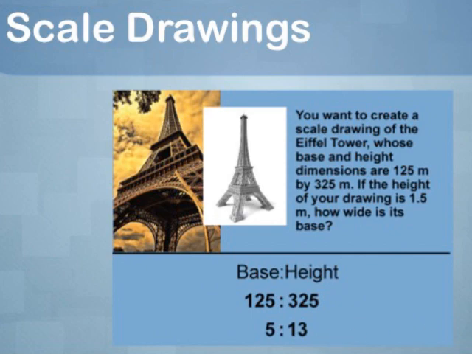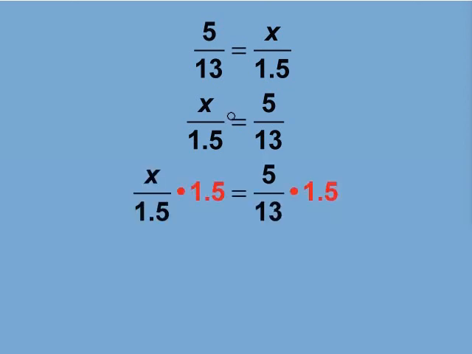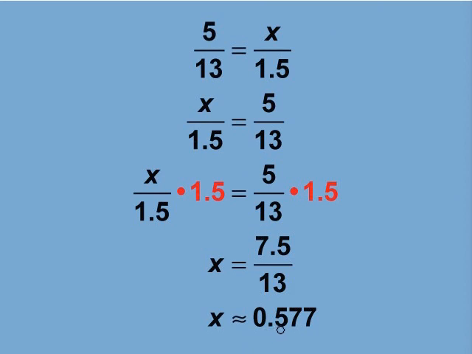Here is the equation we need to solve. 5 over 13 equals x over 1.5. First, switch the terms so that x is on the left side of the equation, like this. Next, we want x by itself on the left side. Multiply both sides of the equation by 1.5, as shown here. This leaves x on the left and 7.5 over 13 on the right. Expressed as a decimal and rounding the result, we get x is approximately equal to 0.577.